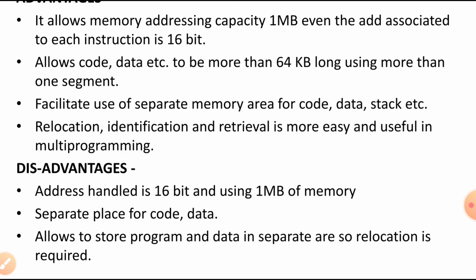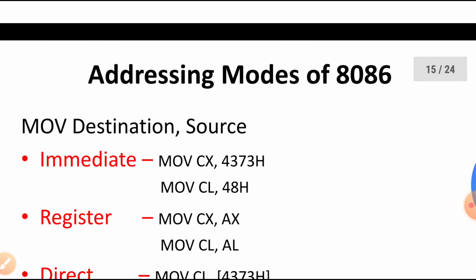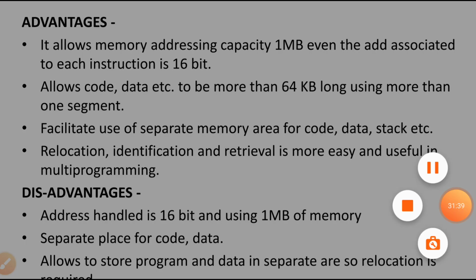The addresses handled are 16-bit and we are using 1 megabyte of memory, so it is very difficult to determine the correct address of the memory. In the 8085, the same space is used for writing the code as well as the data, but here we use separate places for storing the code and separate places for the data. It allows the program and data to be stored separately, so relocation is required. Whenever we have to store the program or the code, we use a certain area; whenever we have to store the data, we use another area. So, that is all about the 8086.